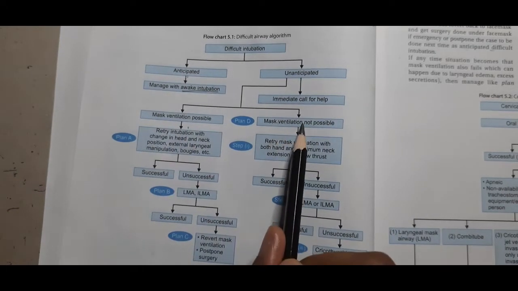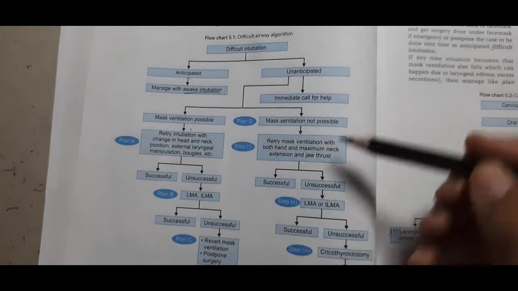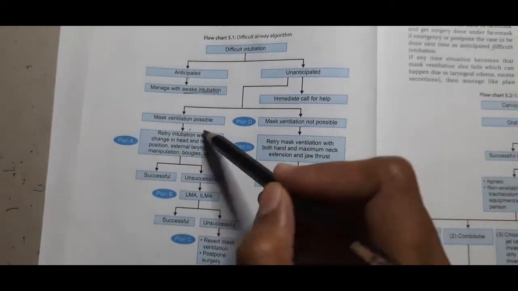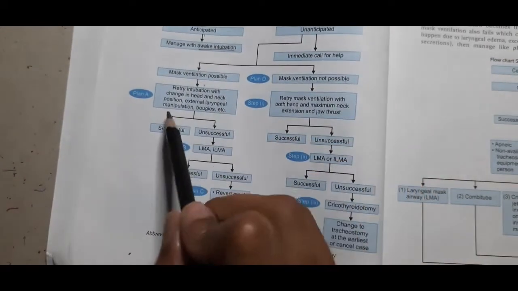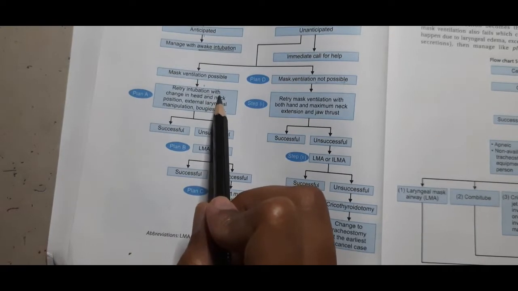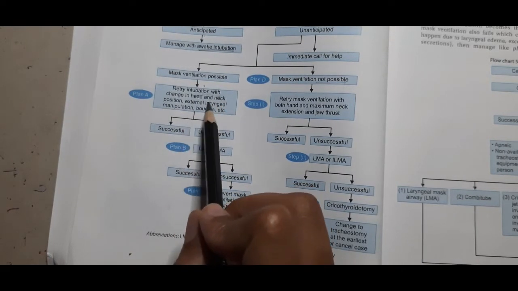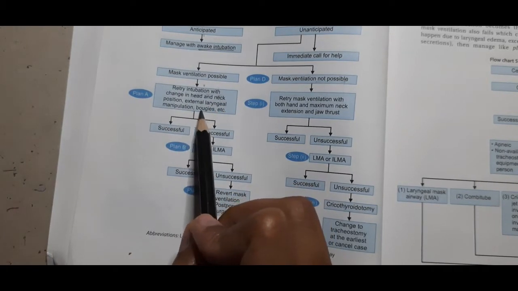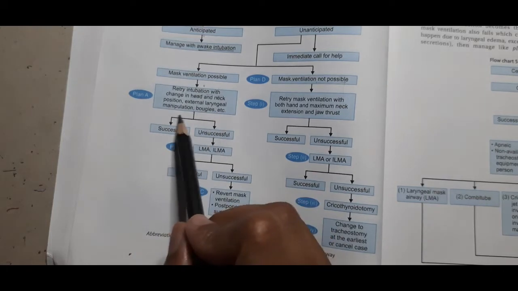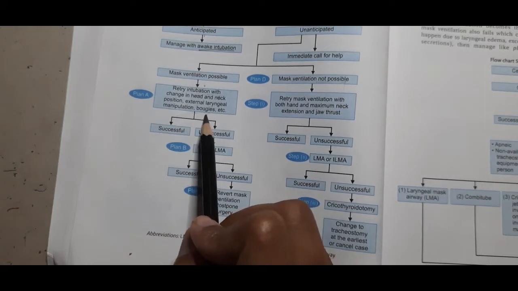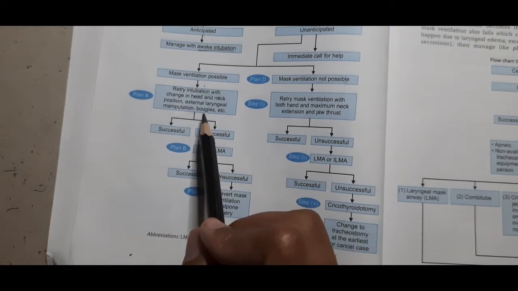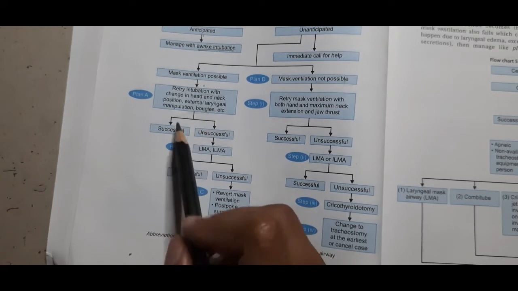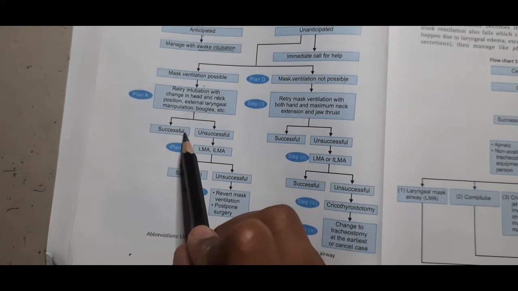If mask ventilation is not possible, you'll have these methods. If mask ventilation is possible, plan A will be retrying the intubation while changing the head and neck positions, using external laryngeal manipulation and bougies, stylets, etc. to do the intubation. If it is successful, then the intubation is a successful one.